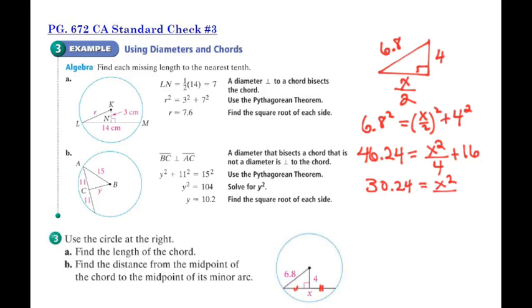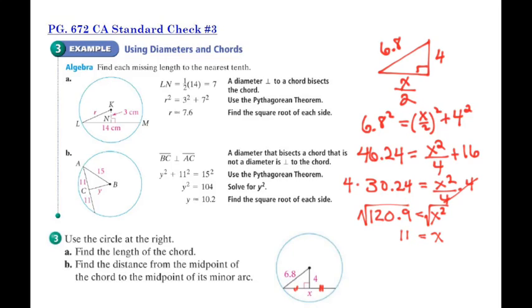I subtract 16. I've got to be a little bit careful that my x over 2 squared is x squared over 4. I squared the 2 as well. Multiply by 4, I take a square root, and it's really, really close to 11. It's like 10.99, so we just use 11. So that's my x value.